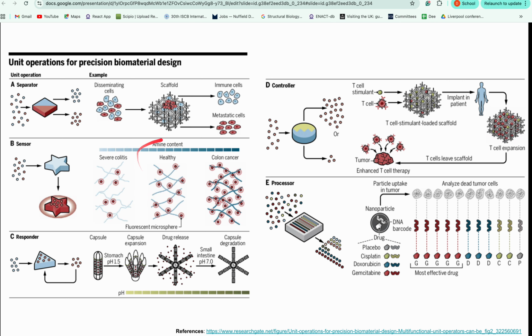Okay, this is another excerpt which I obtained from a ResearchGate article. If you're interested, you can go through this: other than separators, there are also sensors, responders, controllers and processors in the biomaterial design. These are the different units, and this is the work of each individual unit.